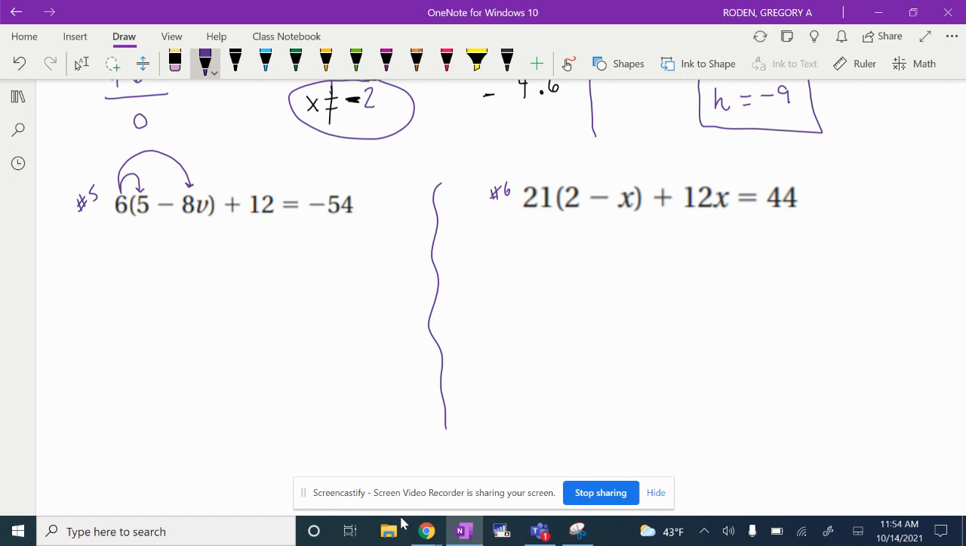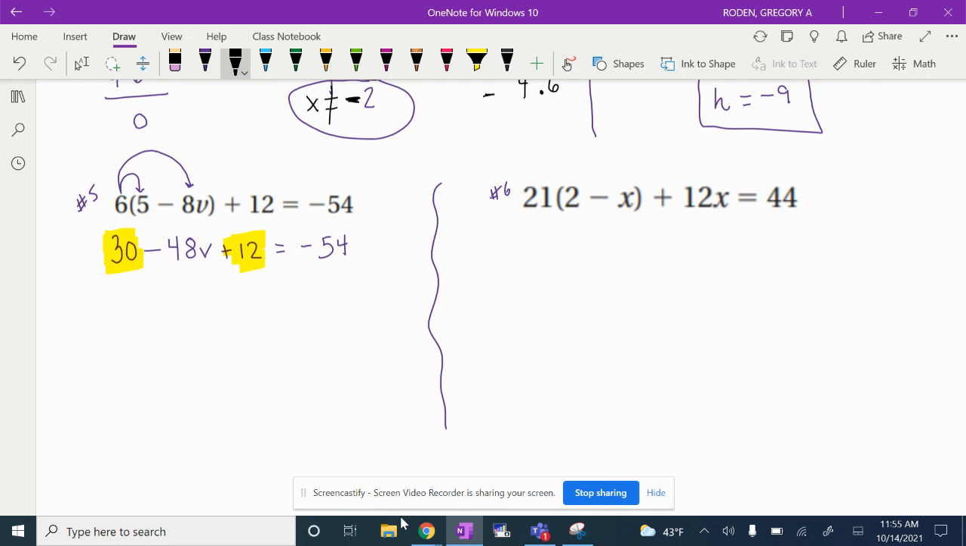So 6 times 5 is 30 minus 6 times 8v. Well, 6 times 8 is what? 48, right? And then we still have the v. So 6 times 8 is 48, so that's 48v plus 12 equals negative 54. So all I did is I used the distributive property to get rid of the parentheses. Now what I can do is combine my like terms. Well, I only have the v there. I can't combine anything with the v's, but I can combine the 30 and the 12.